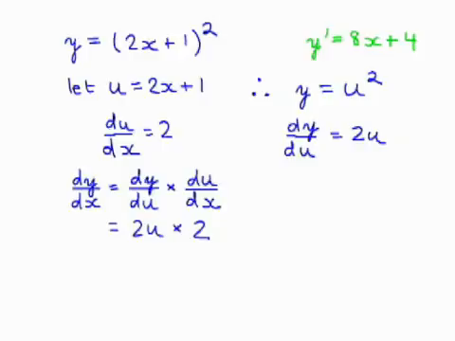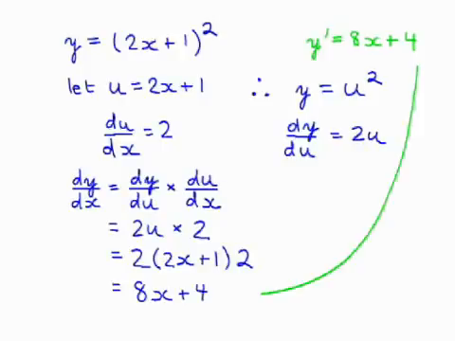Originally we had identified that u was equal to 2x plus 1. So I substitute 2x plus 1 back in for u. And then it's merely a matter of expanding that expression. I have a 2 times that (2x + 1) times a 2. When I expand it, I end up with 8x plus 4. You'll note that this derivative is equal to the derivative that we had obtained using the power rule.